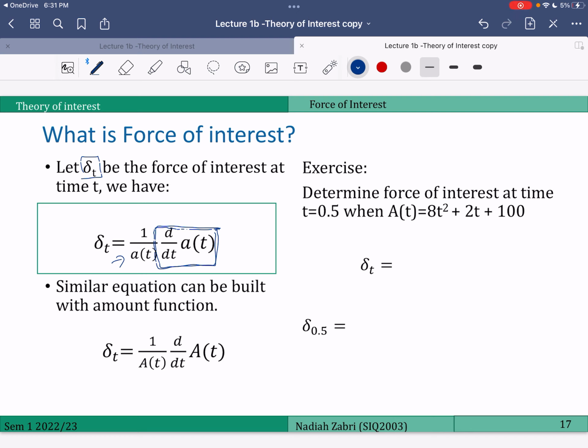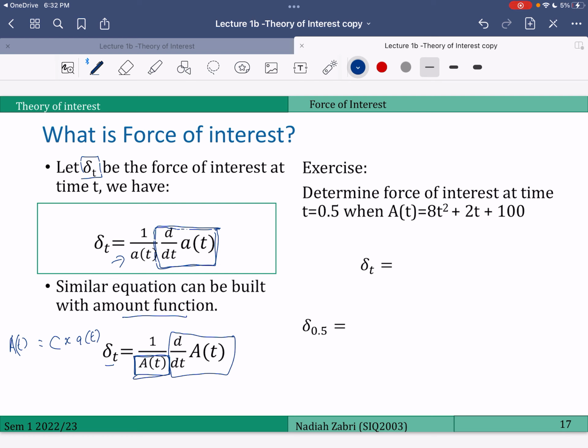This equation can also be built with the amount function. If you remember, the amount function is simply the principal, the investment amount, times the accumulation function. So you can also build the equation for delta using the amount function. It will be the speed of change of the amount divided by the investment at that moment.